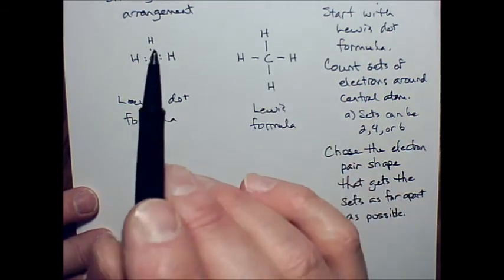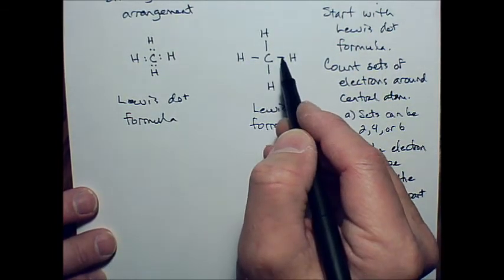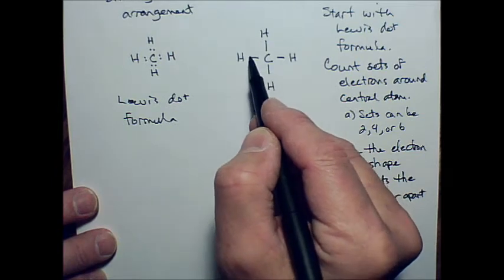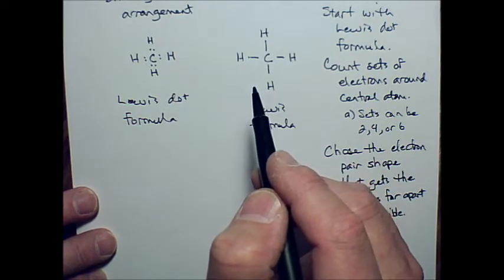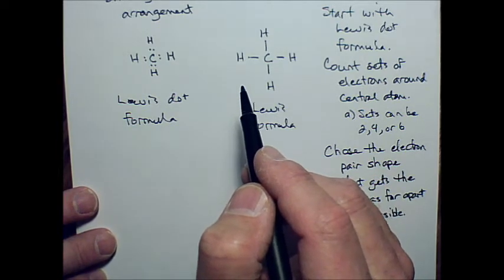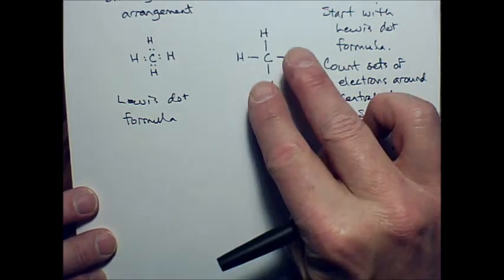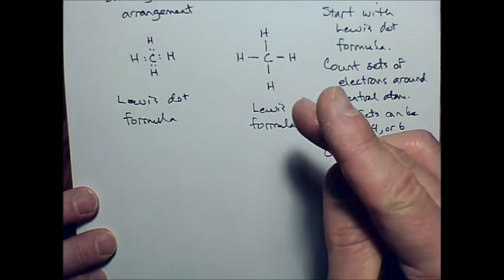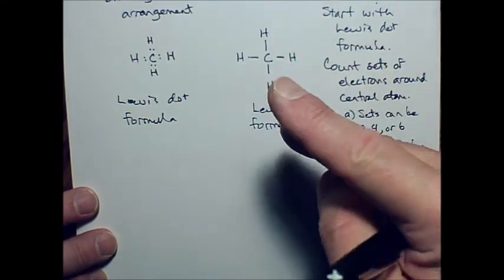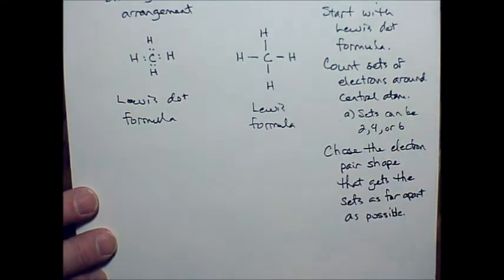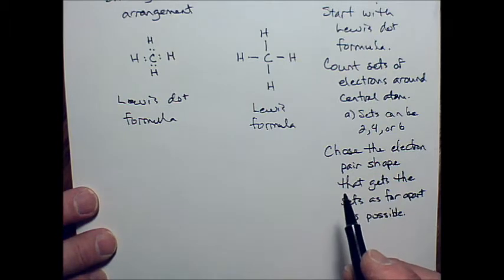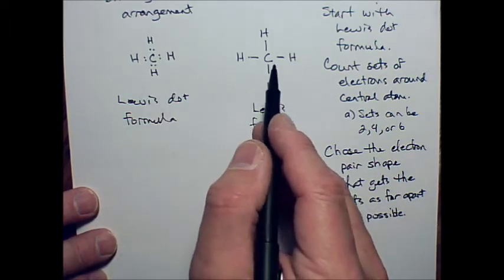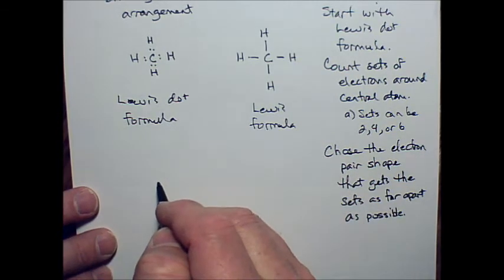Now don't misunderstand. This arrangement here, where it looks like I've got the electrons 90 degrees apart, is not as far apart as we can get them. We can get them further apart than that if we move some things around in 3 dimensions. So we're going to take this set and turn it a little bit and spread them out some more. And we're going to get 109.5 degrees between those sets of electrons.